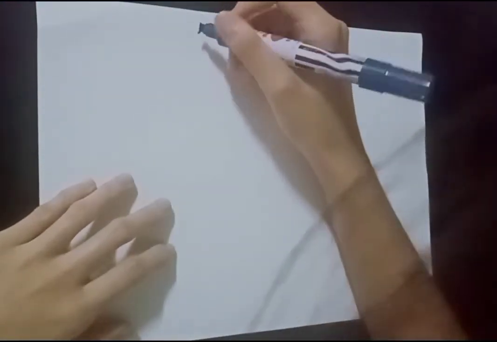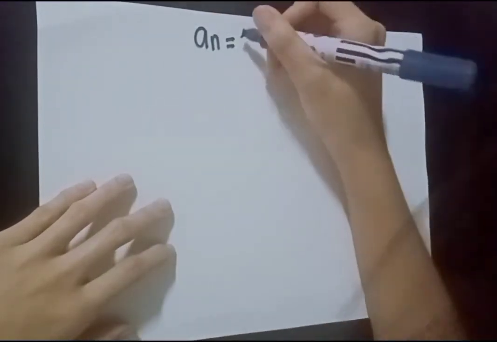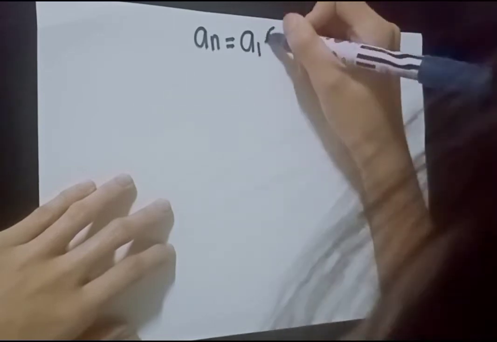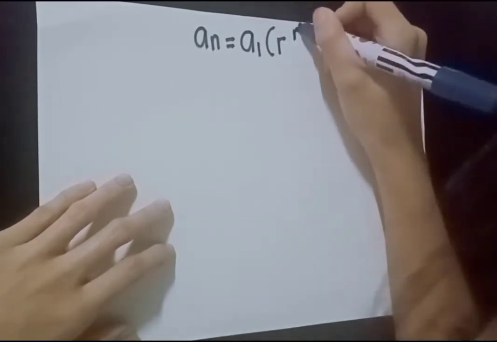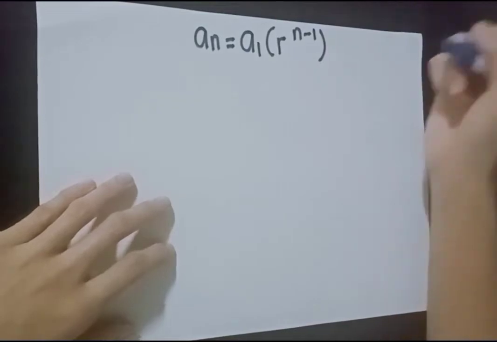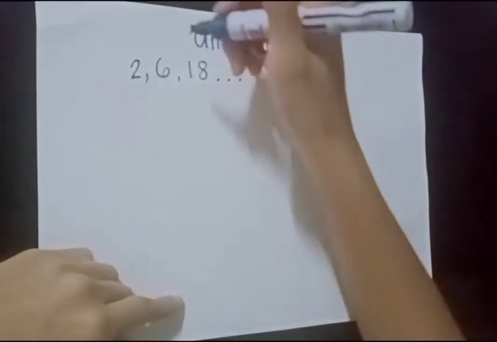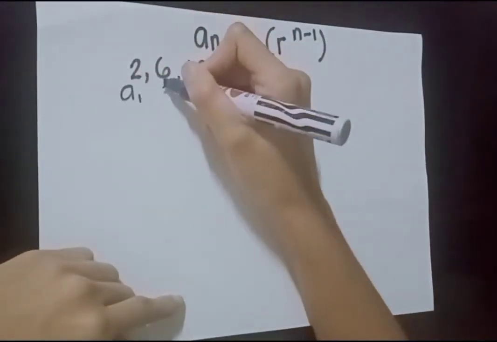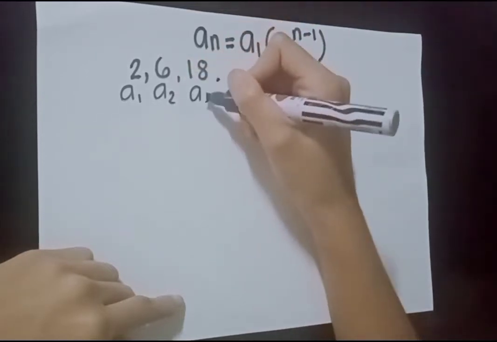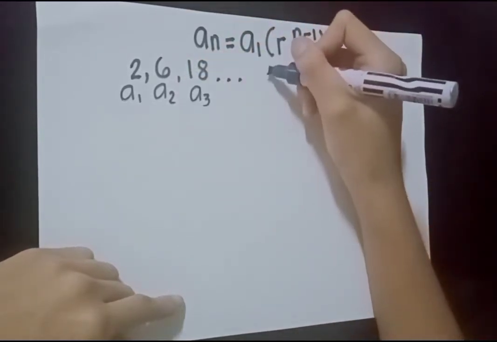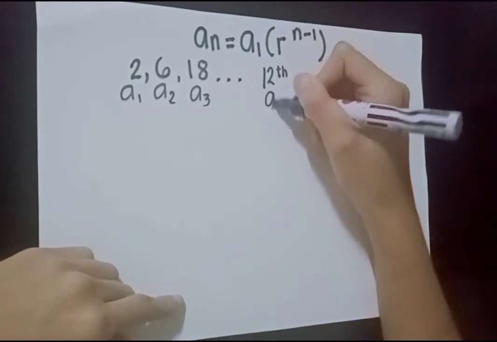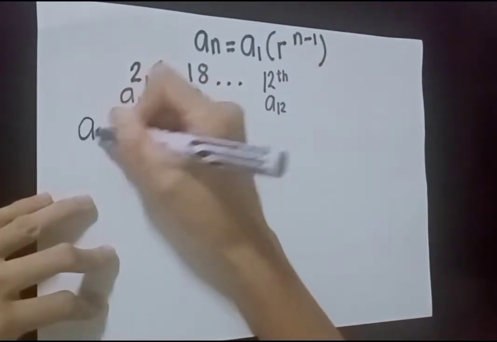But we also have a shortcut. In using the shortcut, we will use the equation a sub n equals a sub 1 multiplied by the common ratio raised to the n term minus 1. Our given is 2, 6, and 18. 2 is our a sub 1, 6 is our a sub 2, and 18 is our a sub 3. And we will find the 12th term, or a sub 12.